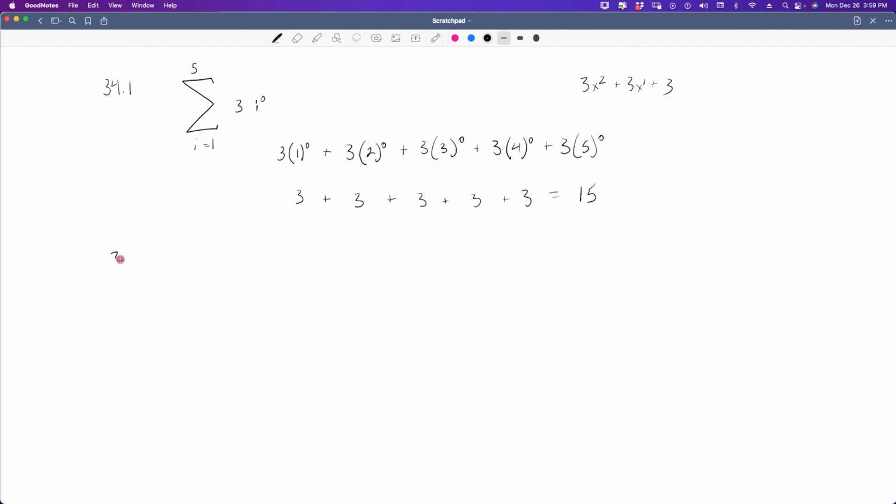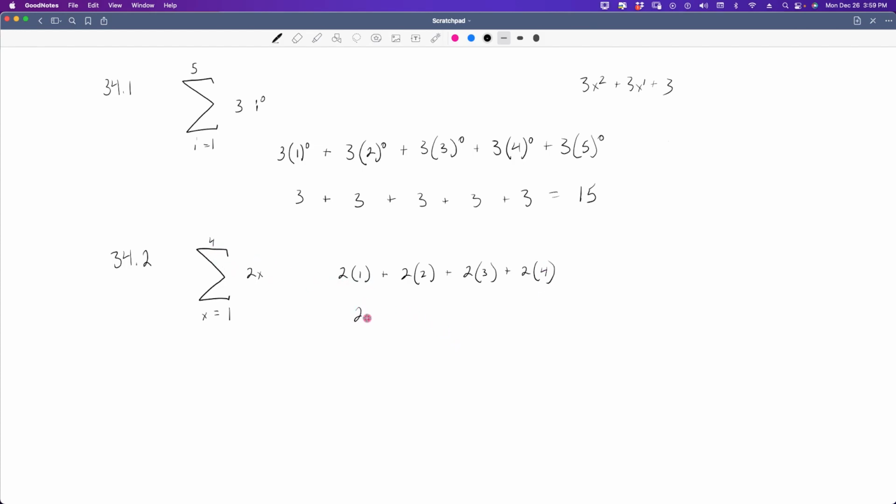Let's do another one. Let's get some more practice in so we can see what we're doing. 34.2. Here is our cute little sigma sign here. And we have a 4, and we have 2x, and x is equal to, the lowest value is 1. So now we just start like this. We say 2 times 1 plus 2 times 2 plus 2 times 3 plus 2 times 4, because 4 is our greatest value.